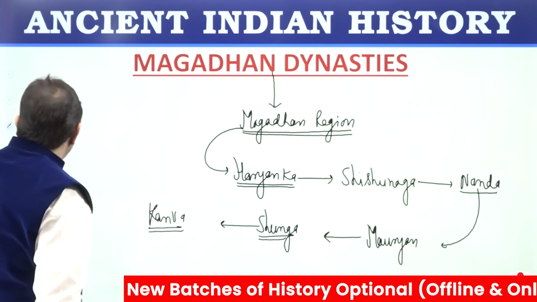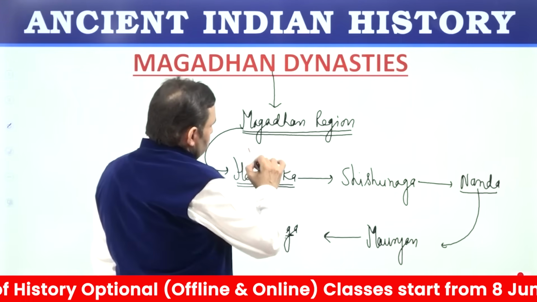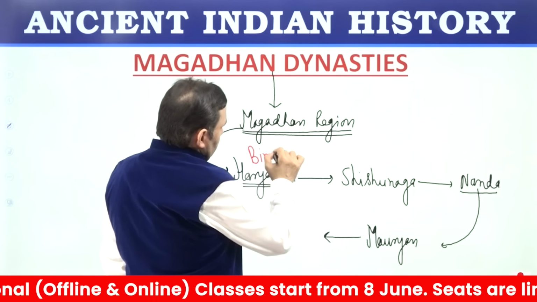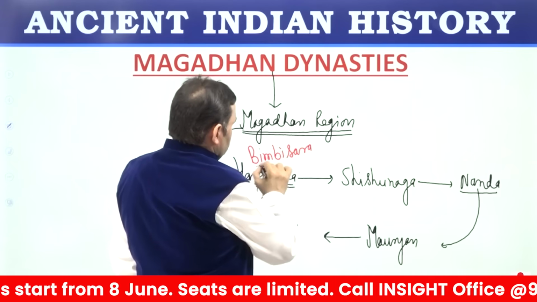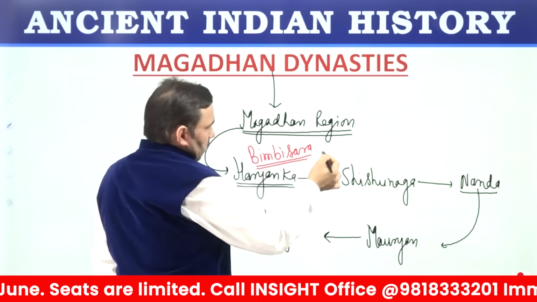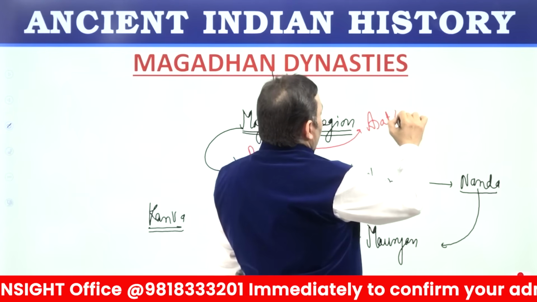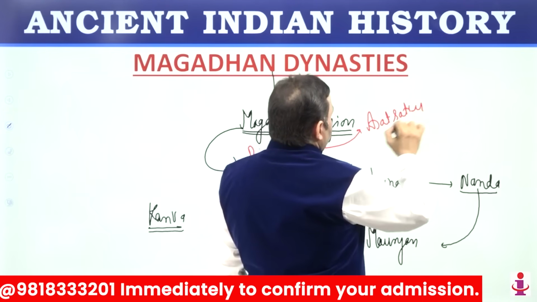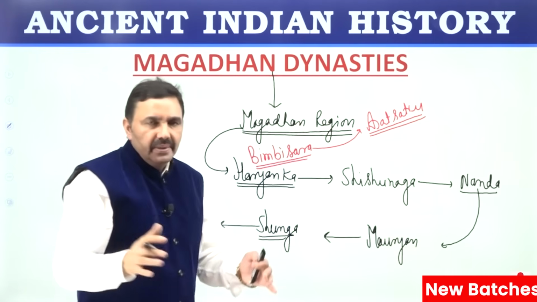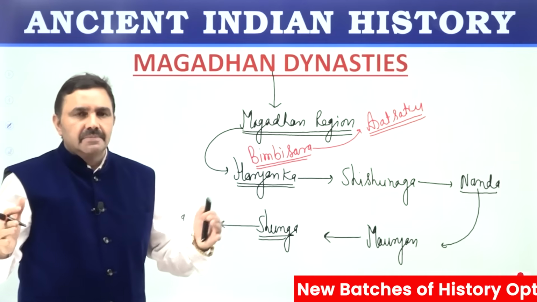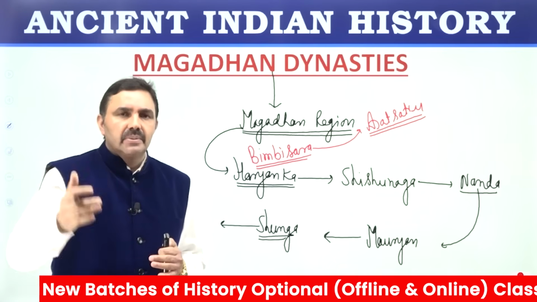Let me give you few more details. So founder of Haryanka dynasty, Bimbisara. A very powerful king of this dynasty was Ajatashatru. Bimbisara conquered eastern India, Odisha, Bengal region that was termed as Anga region, and he made his son Ajatashatru the governor of Anga region or Anga Pradesh that time.